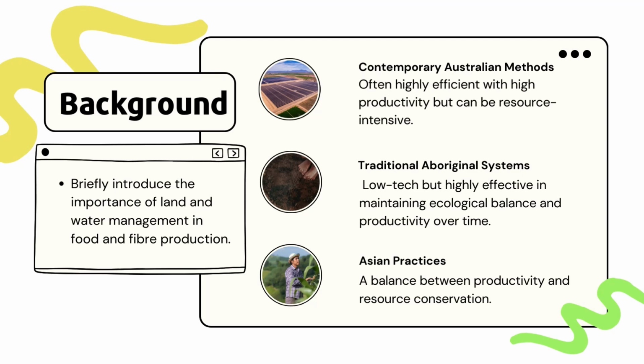We will mainly compare these three different regions. The contemporary Australian method represents highly efficient, high productivity, but can be resource intensive. The Aboriginal system, even though it is low tech, is highly effective in maintaining ecological balance and productivity over time. And then we will compare the Asian practices, because they represent a balance between productivity and resource conservation.